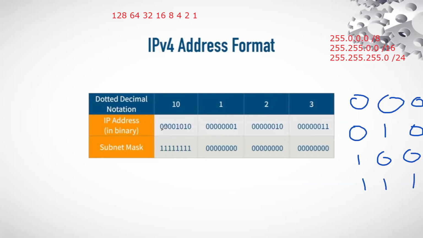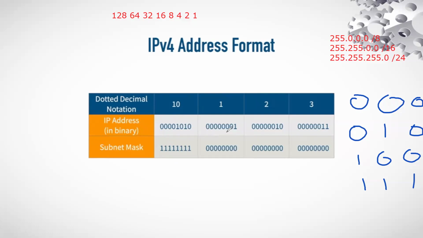So while finding the values for the network, what did we do? We just multiplied this. That is the AND operation, right? 0 into 1 is 0, 0 into 1 is 0, only 1 into 1 we made it 1. So the entire value you got is 10.0.0.0. Correct? That's your network.